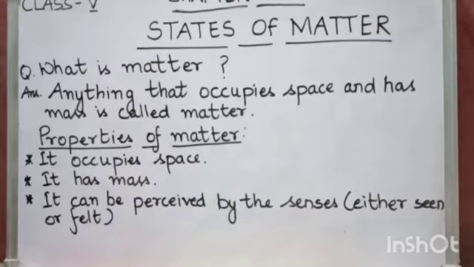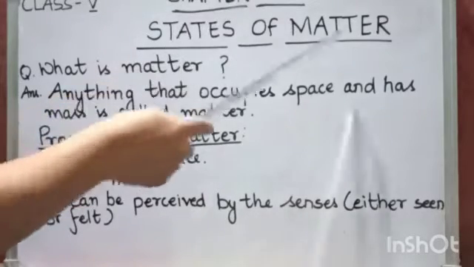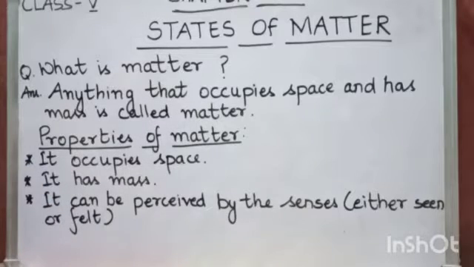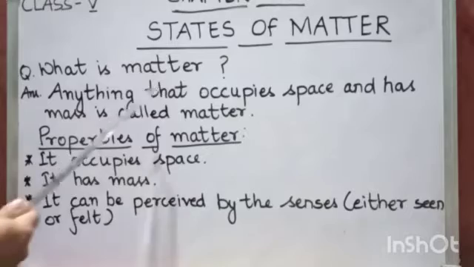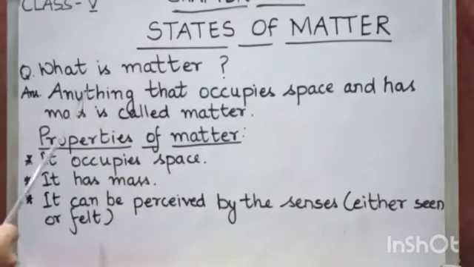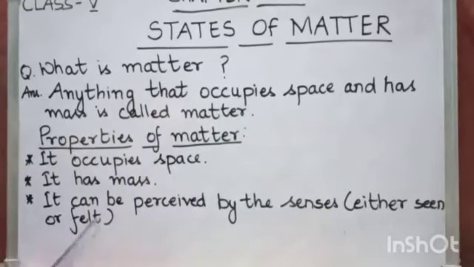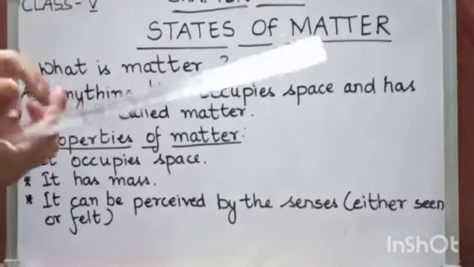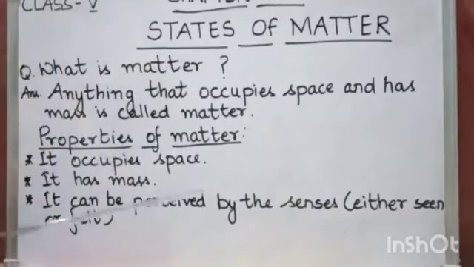Let's start new chapter 7, states of matter. In this chapter you're going to learn about what is matter, what are the 3 states of matter and their properties. Now let's start with what is matter. Matter is anything that occupies space and has mass. That means that it covers up the space where it is kept and it has got weight.